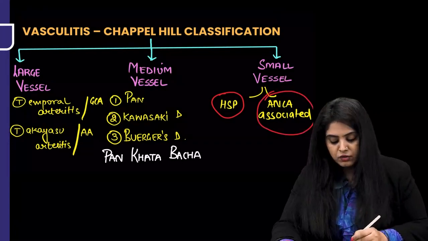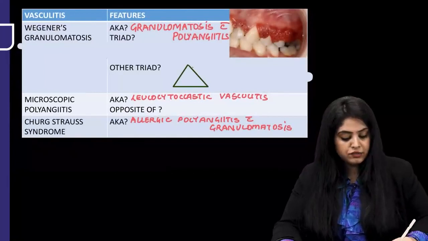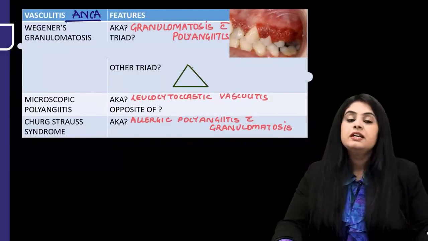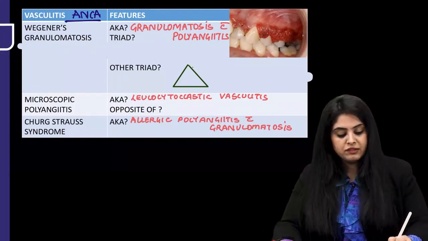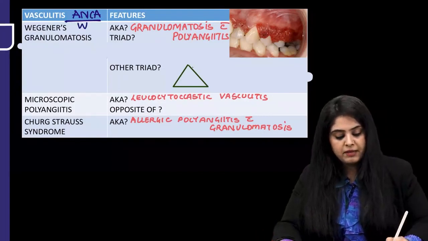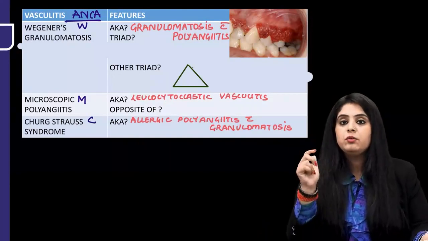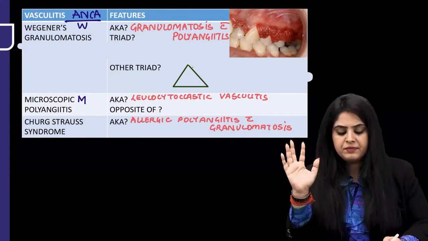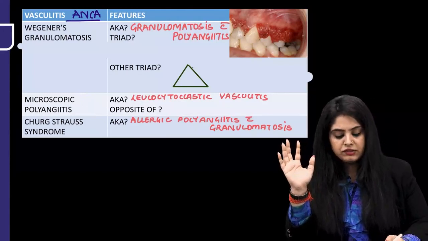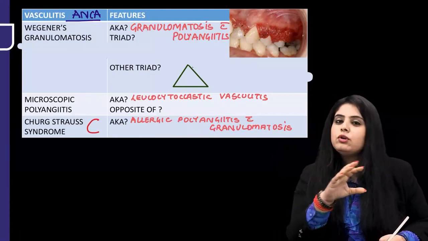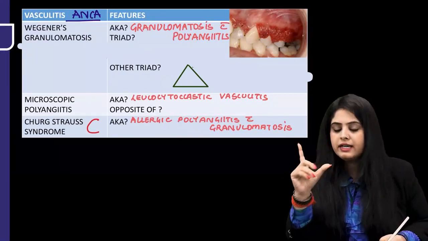So first you need to know what are the 3 ANCA associated vasculitis that they ask me in the paper. Then I'll tell you what is ANCA. So the 3 ANCA associated vasculitis are going to be W, M and C. That is going to be Wegener's, microscopic and Churg-Strauss. Ulta chalte. When I'll write Churg-Strauss, please remember, Churg-Strauss is now known as, you might not want to learn the full name, but ek baar dekh lo, you'll get an idea.